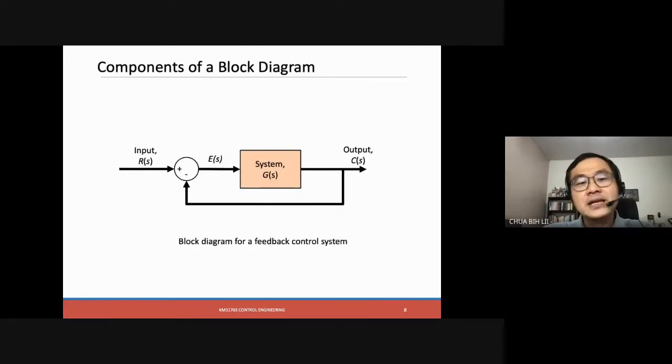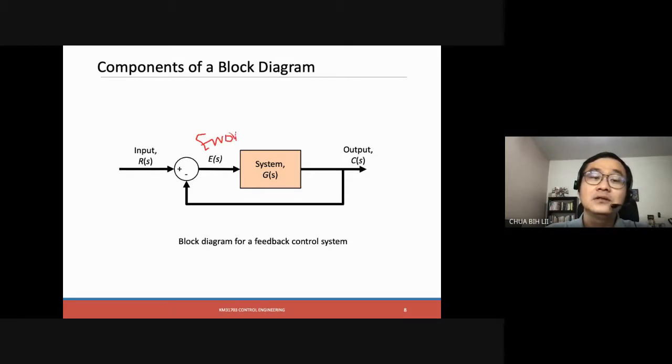Here is again the block diagram that you have seen in the first lecture. This is the common component of a block diagram where you have input, system, output, and a summing junction. One is plus, one is minus, meaning you are doing a comparison, and once you do the comparison we will have this E over here. In control we would call this E because it represents error.